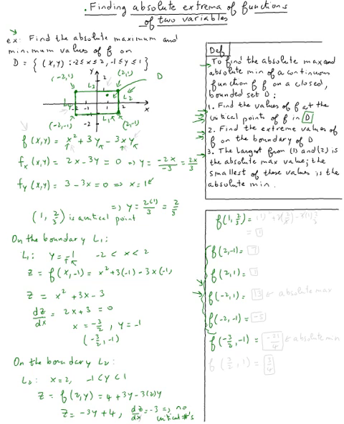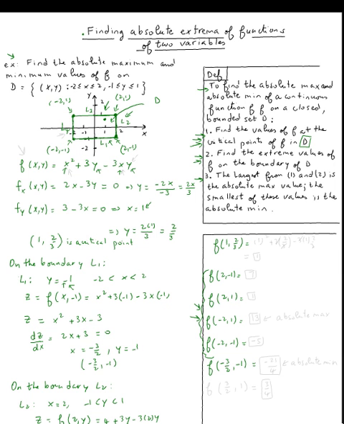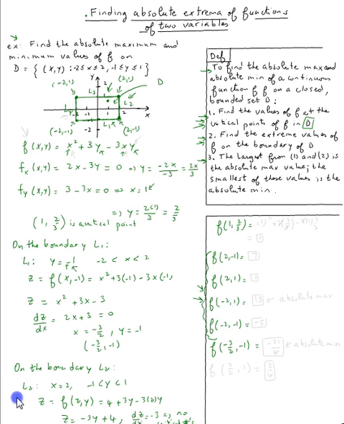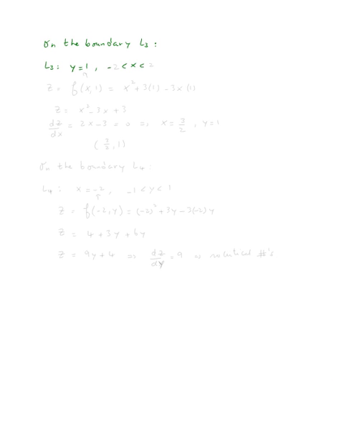Now, on the boundary L3, right there. L3, the y is equal to 1, and then x is between -2 and 2. So we need to evaluate the function along this boundary. Z will be equal to f of x varying, but y is equal to 1, which means wherever we see y, we're going to plug in 1.